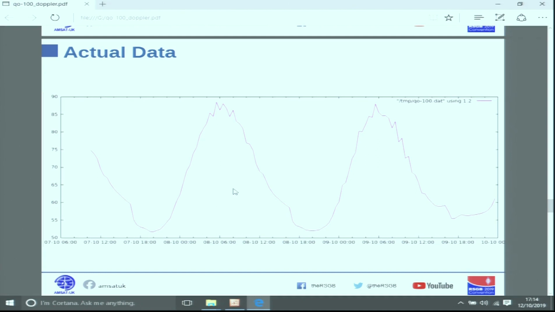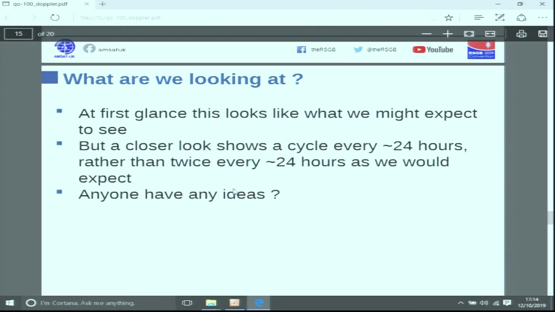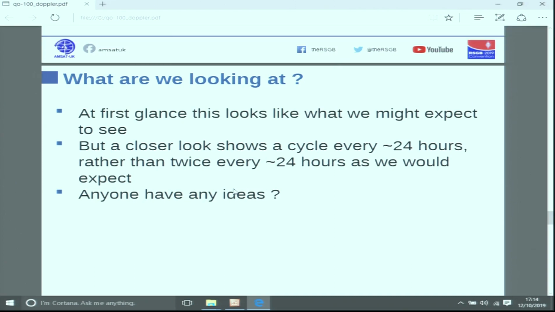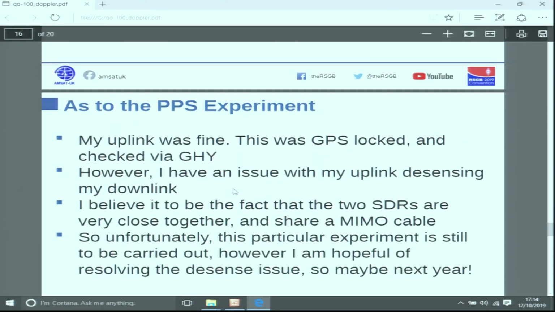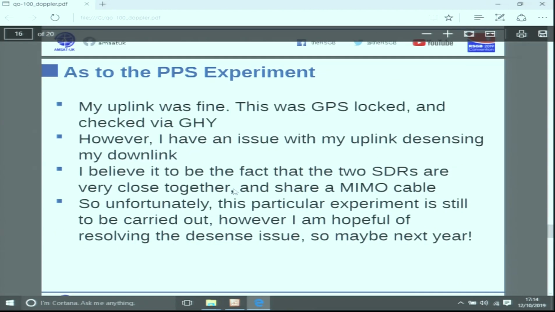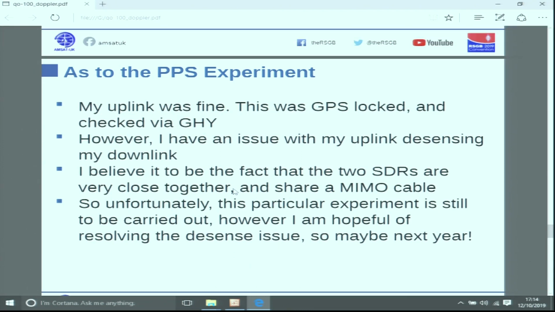So, what were we actually looking at? This slide basically covers what I've just said. Now, I was going to ask if anybody had any ideas, but it appears that it's actually correct. So, no need. That was the measure the beacon frequency experiment.